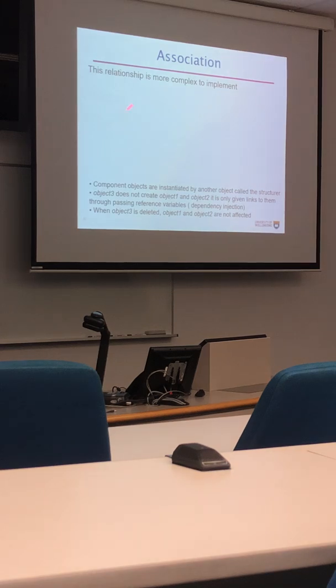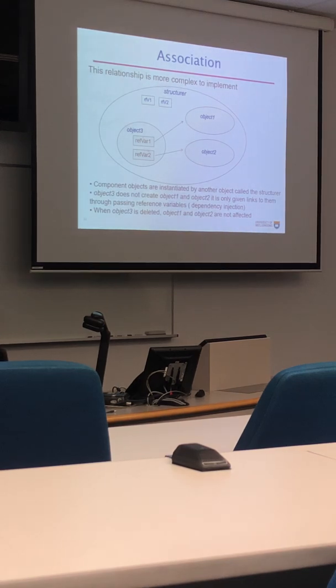Now the relationship for the association is more complex to implement. Suppose I have a structure consisting of 2 reference variables, 1 and 2. Object 1 and object 2 are constructed inside this container. But I have object 3. Object 3 has 2 reference variables, 1 and 2, pointing to objects outside the container. Outside this object 3 container. Pointing to a reference only. Because object 3 was given access to object 1 and object 2.